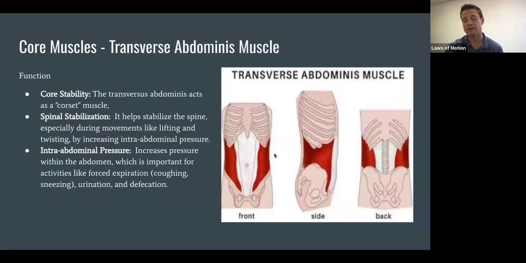Another big hot topic muscle is the TA, or the transverse abdominis. This muscle wraps around almost like a corset around our body and helps provide some stability. It can help with different lifting and twisting movements, but again, coming back to that intra-abdominal pressure. The TA can help increase pressure within the abdominal area, which is needed for forced breathing out or expiration, urination, defecation, those sorts of things. So it does help to provide some stability and some intra-abdominal pressure, which again is going to be key in what we're going to come back to in terms of a healthy core.